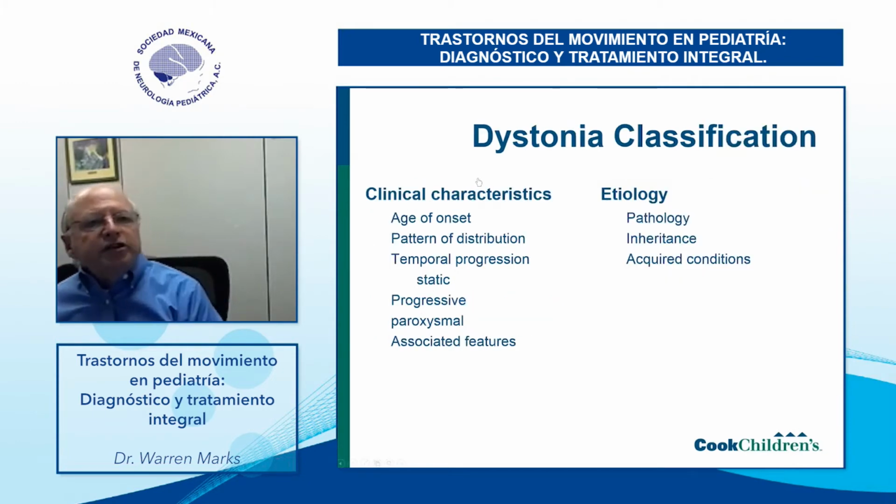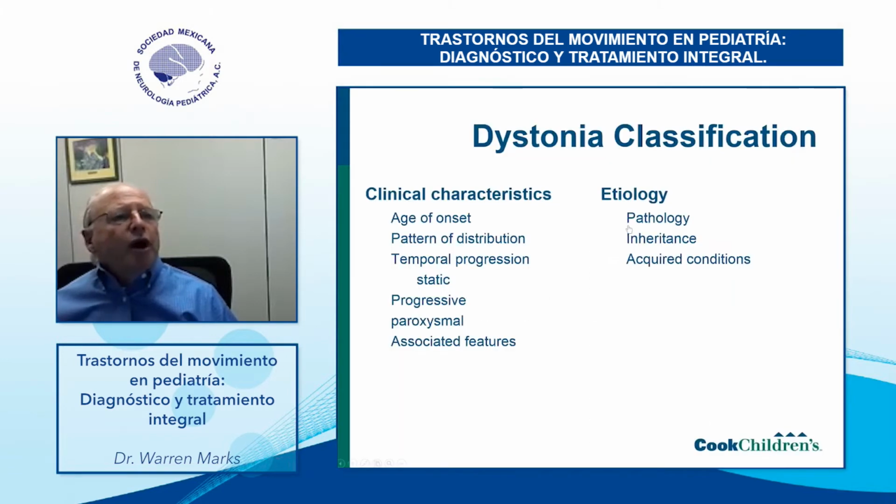The way we classify dystonia is based on the clinical characteristics and then the etiology. Based on age of onset, pattern of distribution, whether it's generalized or local, what happens to it over time? Does it get worse? Does it stay the same? Is it progressive? Is it paroxysmal? Is it there all the time, or is it triggered by something? And what are the associated features, both movement and non-movement, as we talked about earlier? And then we can look for etiology in terms of pathology, inheritance, acquired conditions, and genetics.